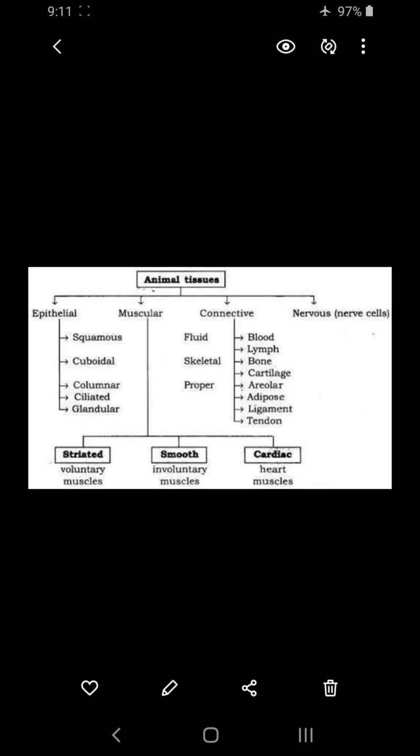After that, connective tissue. Connective tissue is mainly divided into three categories: fluid, skeletal and proper. Fluid connective tissues are blood and lymph. Skeletal connective tissues are bone and cartilage. Proper tissues are areolar, adipose, ligament and tendon. Fourth category is nervous, means we can say nerve cell.